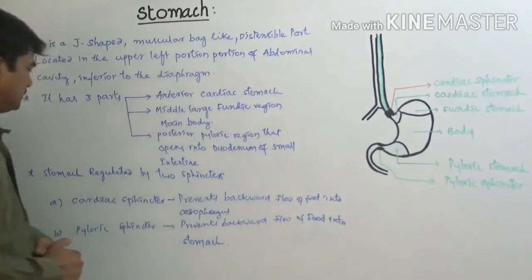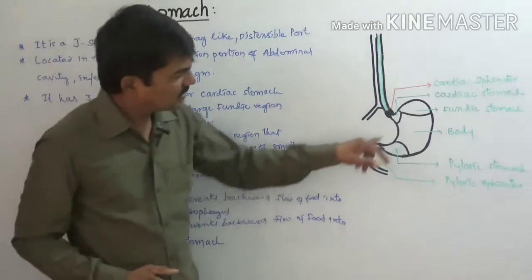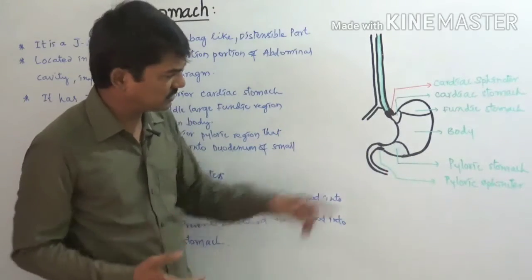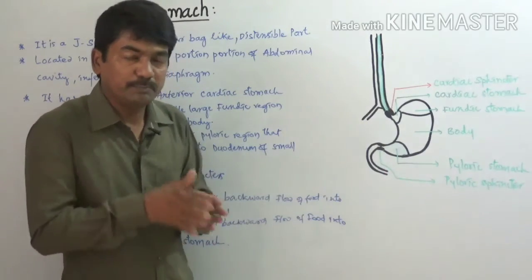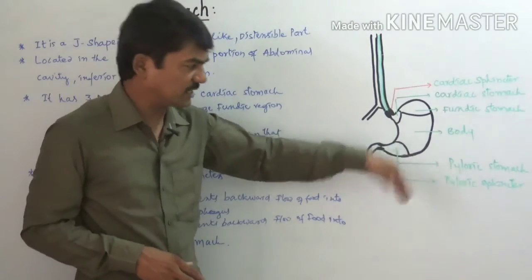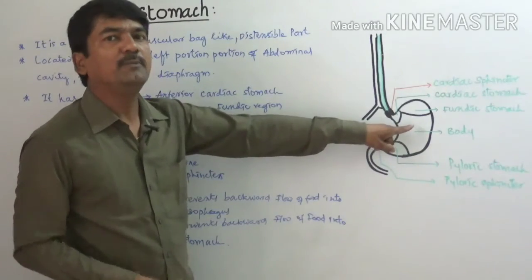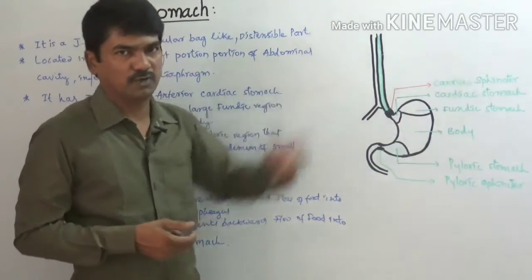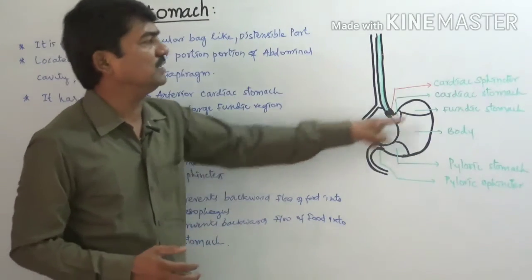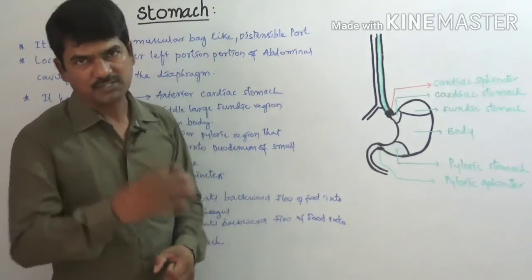And next, the pyloric sphincter generally prevents the backflow of food into the pyloric region. So whenever the food is completely digested in the small intestine, its return should be prevented. Whatever enters the pyloric region is regulated by the pyloric sphincter. And sometimes the food may pass from the stomach into the esophagus. That also should be prevented. The preventive structure is known as the cardiac sphincter, located between the esophagus and cardiac stomach.